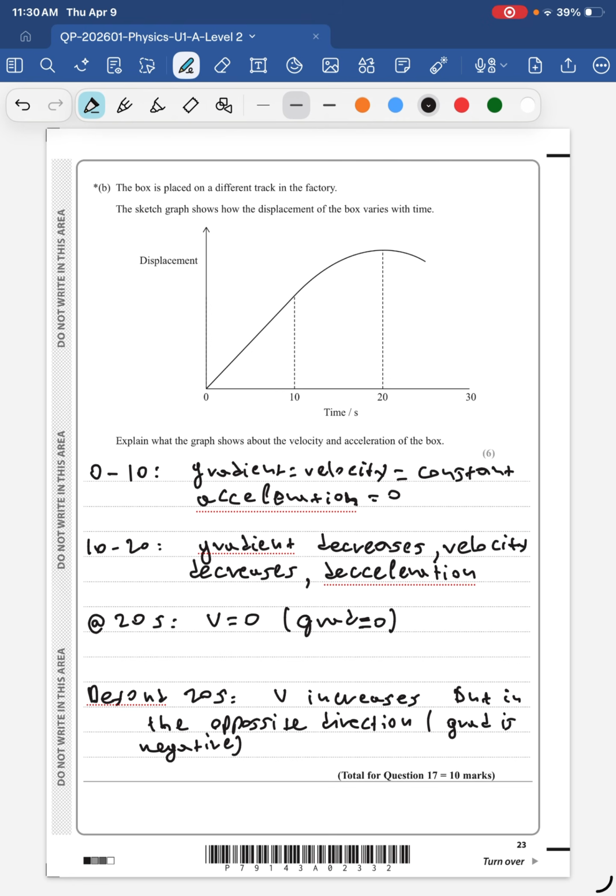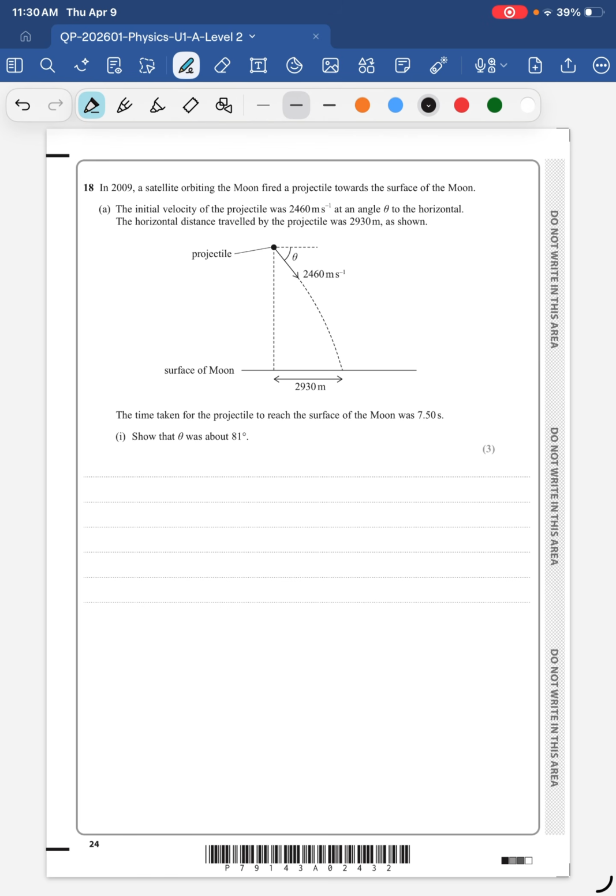And let's move on. In 2009, a satellite orbiting the moon fired a projectile towards the surface of the moon. The initial velocity of the projectile was 2,460 meters per second at an angle theta to the horizontal. The horizontal distance traveled by the projectile was 2,930 meters as shown. Okay, the time taken for the projectile to reach the surface of the moon was 7.5 seconds. Show that theta was about 81 degrees.